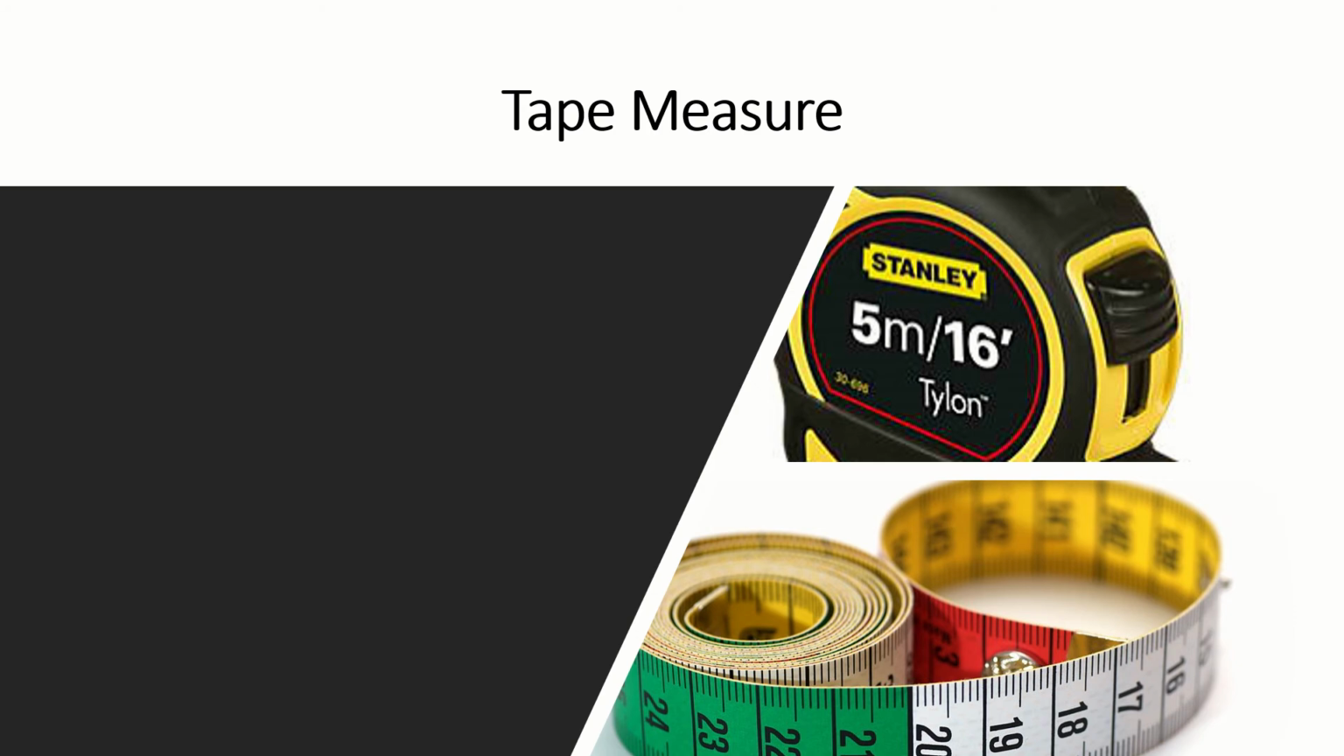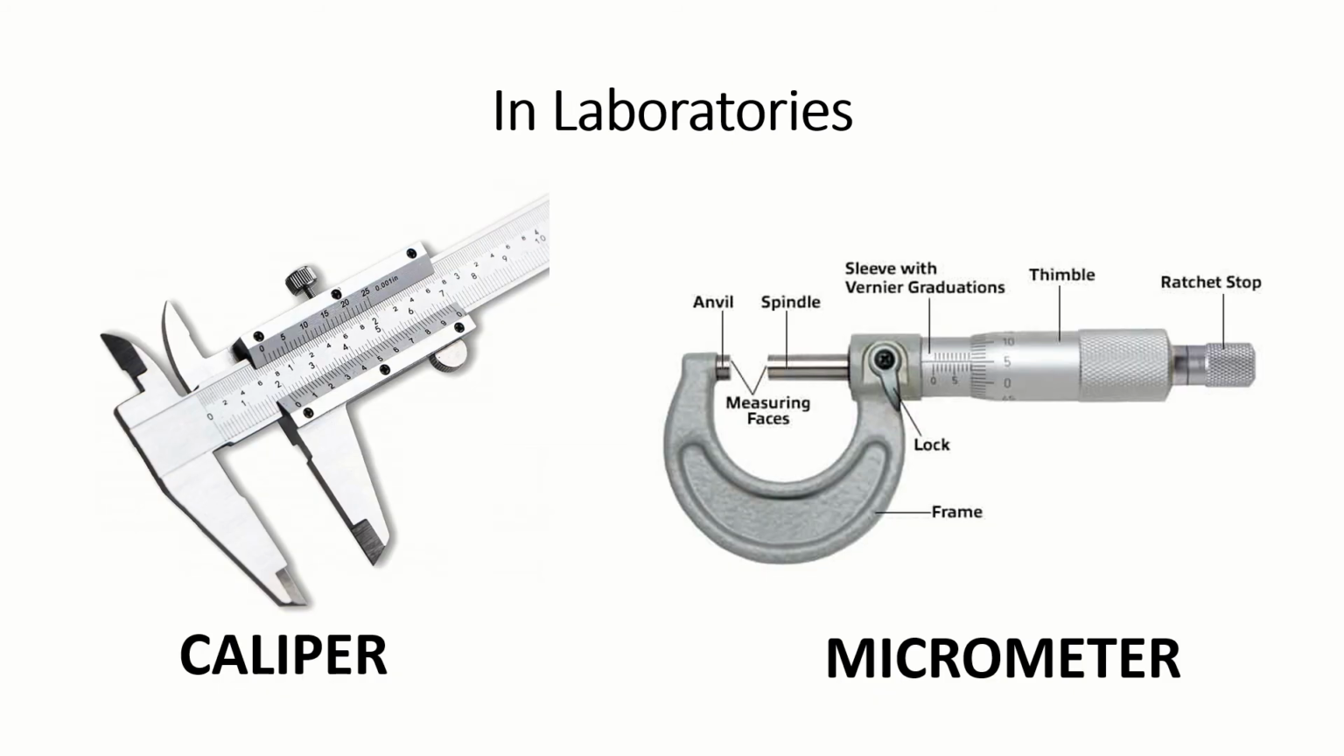And for construction, most of the time we use tape measure because we need a longer measuring tool for those situations. In laboratories, of course, we're measuring small objects or species. So we have the caliper and micrometer.